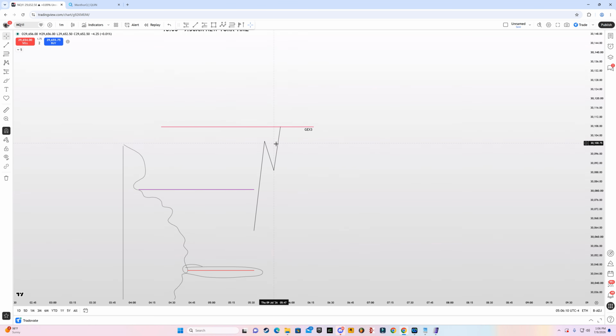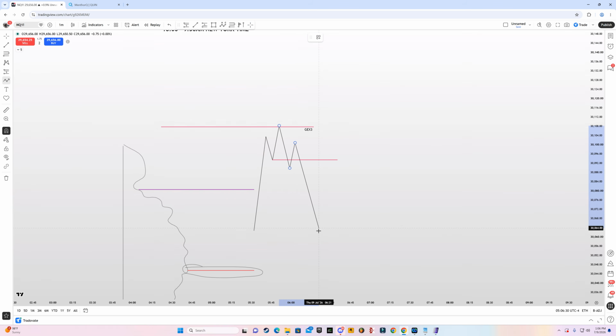So simply put, when we tap into this level, you want to go to the 2-minute time frame and look for a market structure shift or any type of confirmation entry. So this could be, we break this low. So price goes down, breaks this level.